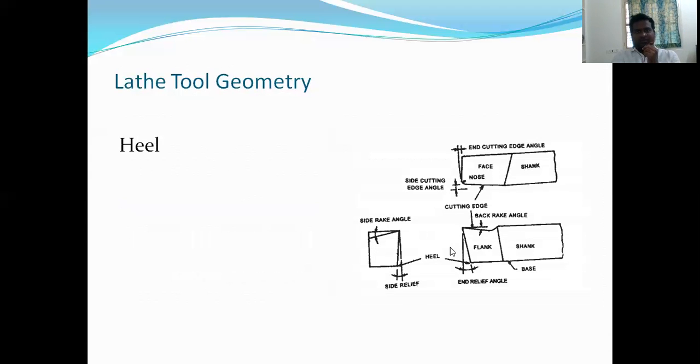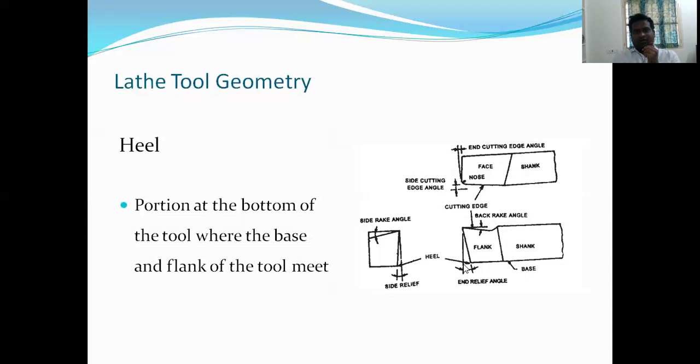Five parts. Heel. The heel is the portion at the bottom of the tool where the base and the flank of the tool meet. So it is the bottom of the tool. This is the flank base point and this is the base point. These points meet here. So this part is called the heel of the tool, right? Shank, face, point, flank, base, and heel. These are the parts of the tool.